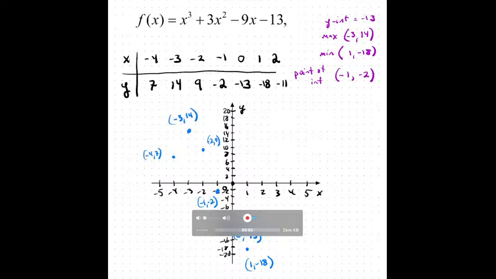And then if we connect these with a smooth curve, we'll get something like this. And this is still a rough sketch. To make it look a lot more accurate, we could actually find those x-intercepts. But for right now, I'm just going to do this.